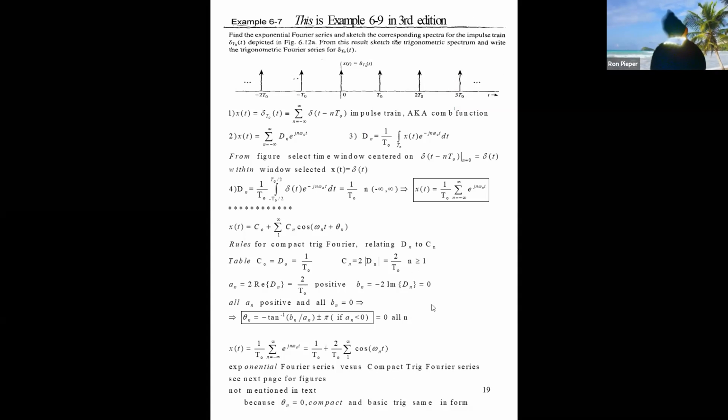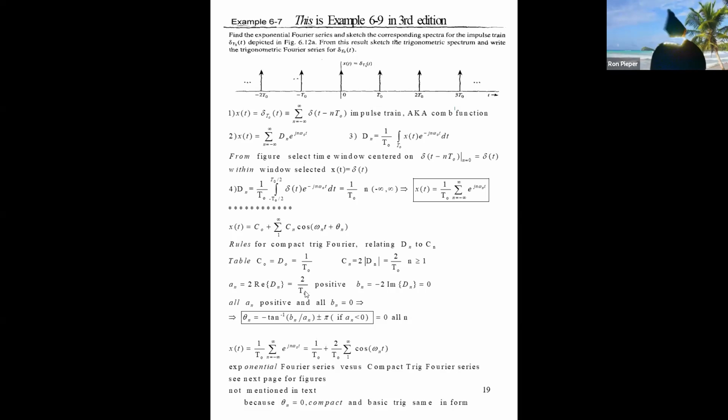Okay, so we can see that we've already talked about the C0 that we need. The Cn is 2 times the magnitude of Dn, but Dn is real and positive, so I would argue it's just equal to 2 times the Dn, which we found here at the top. Where do you find it? There it is right there. Dn is 1 over T naught. The An is 2 times the real part of Dn, but Dn is strictly real and positive. So again, An is equal to 2 times 1 over T naught. And the Bn, as we talked about, would be 0.